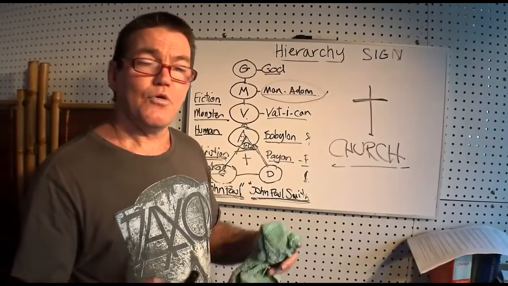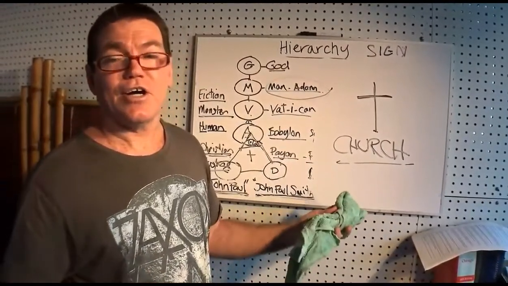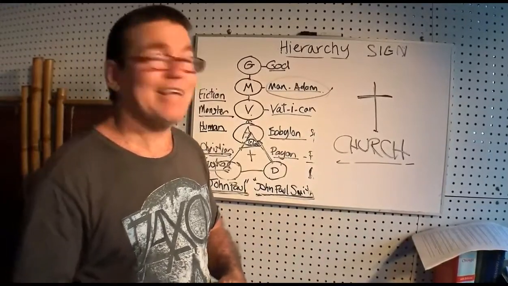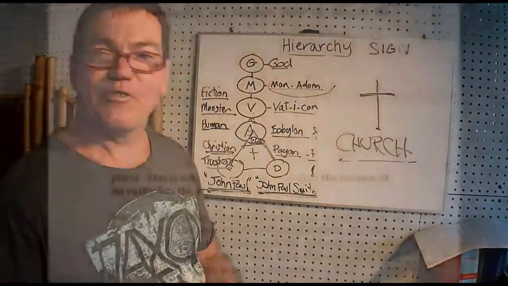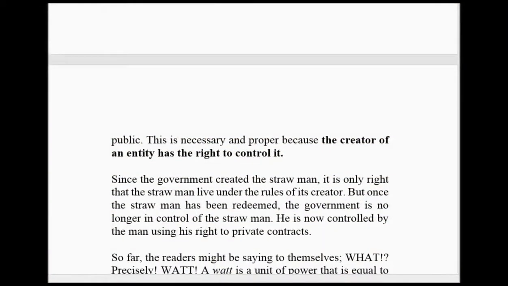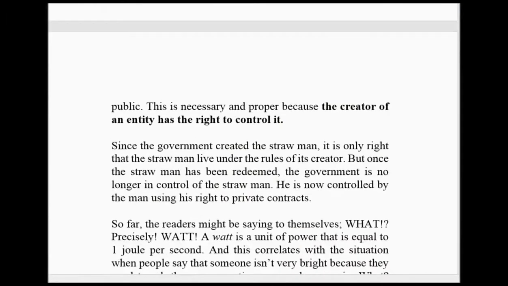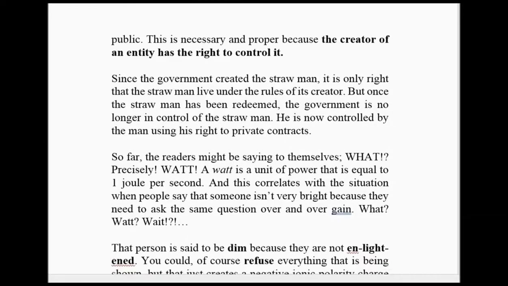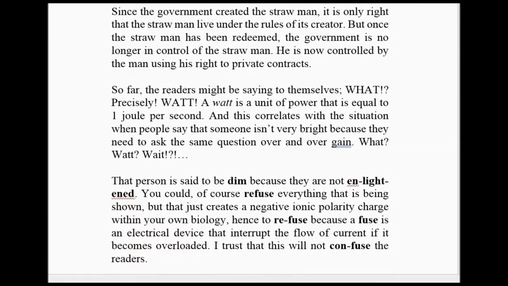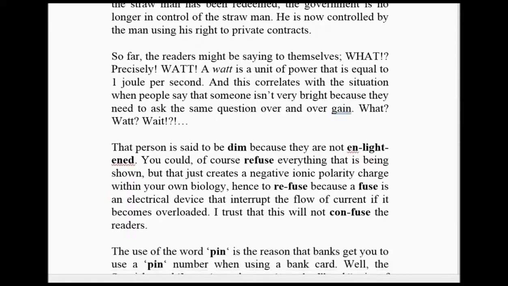So I hope that explains the hierarchy and the principle of how our governing system works today in this modern day society. It's ancient and it's never going to change. It dates back thousands and thousands of years. This is necessary and proper because the creator and entity has the right and control of it. So we create it by signing our name, and they take control of it by putting us in their system. Since the government has created the straw man, it is only right that the straw man live under the rules of its creator. So far, the readers might be saying to themselves, what?